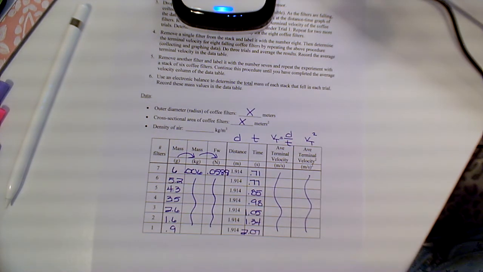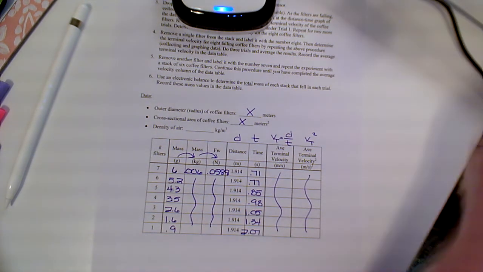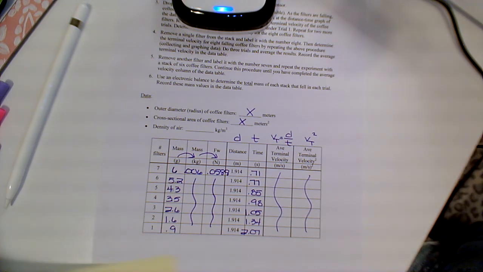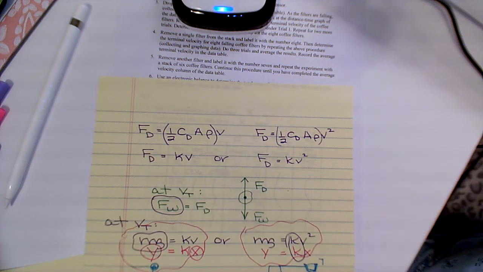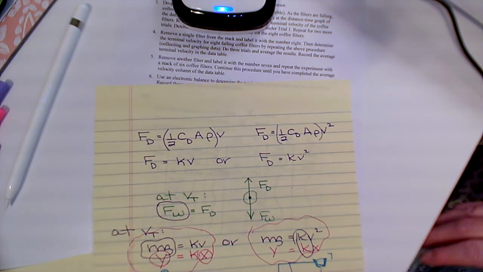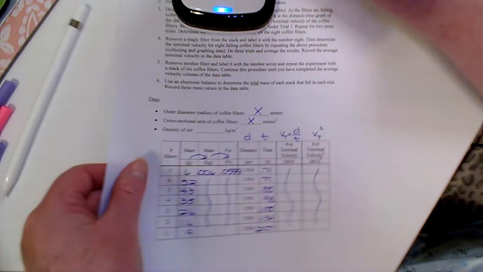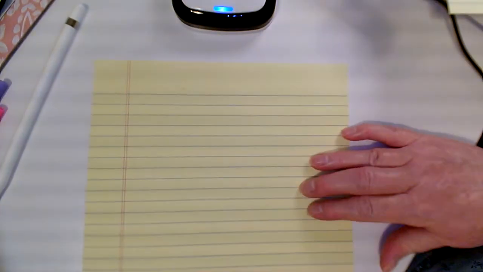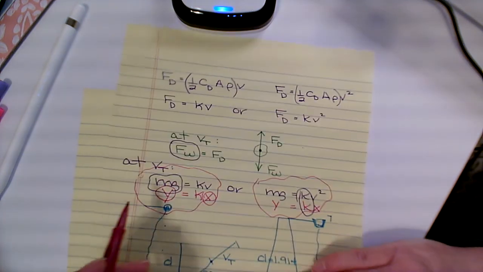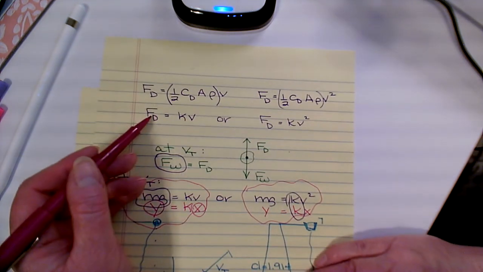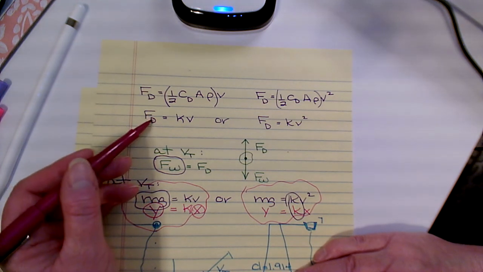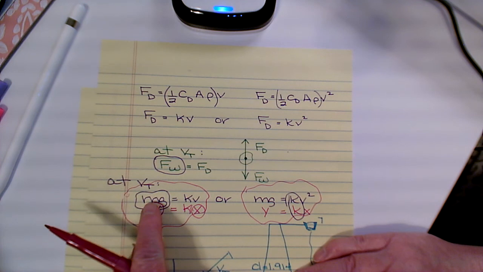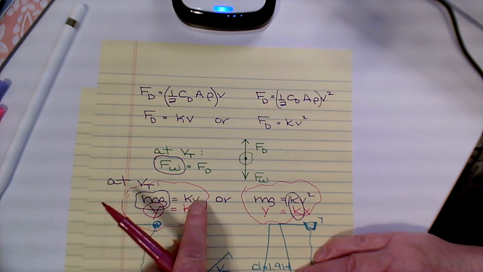All right, so what do I do with this data now? So this kind of goes back to the purpose of the lab. The purpose of the lab was I had to figure out what kind of model, what kind of drag is happening on coffee filters. So to figure that out, I'm going to have to make myself a graph so that I can choose the right kind of model. All right, so I'm going to look at this a little bit more carefully here. So the drag model, because it was at terminal velocity, I was able to replace the FD with an FW. So that was right here. FW then became mg equals kV.